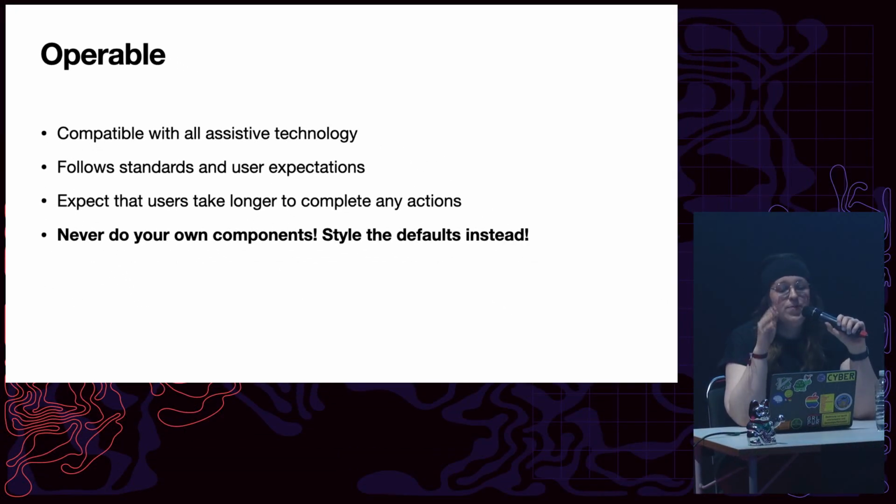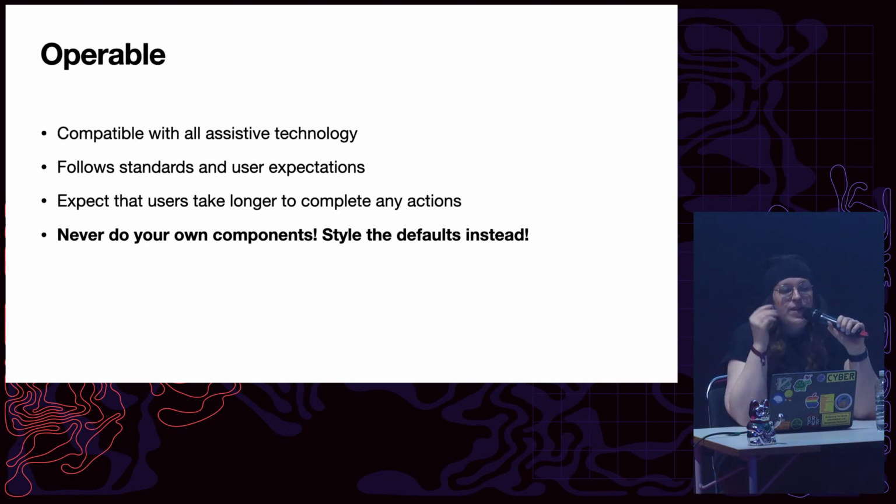Operable means that it should be compatible with all assistive technology. That is going to be a very hard requirement, but as you have seen, most of these assistive technologies work about the same under the hood, and they only offer different means of inputs for the user. It should also follow standards and expectations. For example, users should be able to navigate drop-down menus with their keyboard because that is something that they already know from their operating system. And that is also very often not addressed and not implemented correctly.